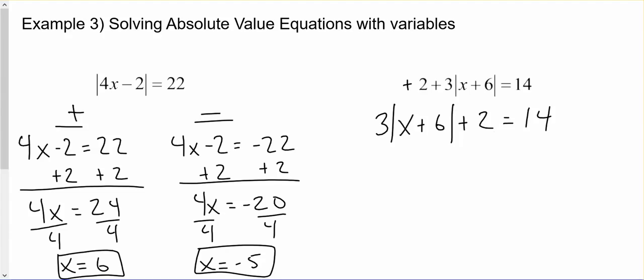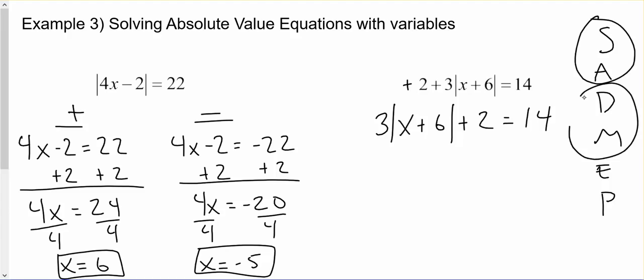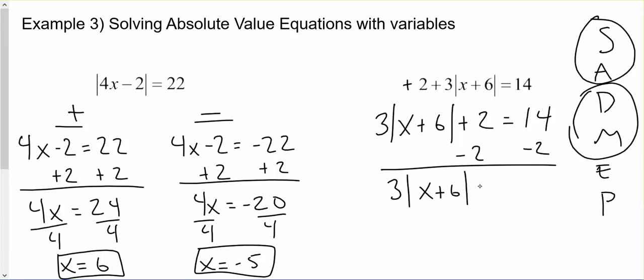First, to get rid of this positive 2, because we're working our way backwards through our order of operations, SADMEP, we're going to undo addition and subtraction before we undo multiplication and division. How are we going to undo the addition? We're going to subtract. So now we have 3 times the absolute value of x plus 6 equals 12.